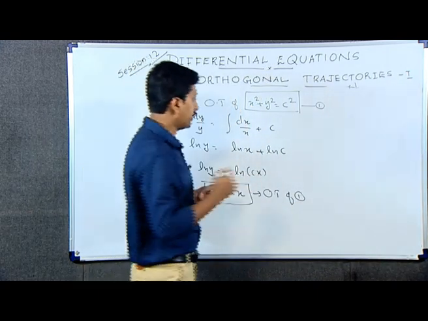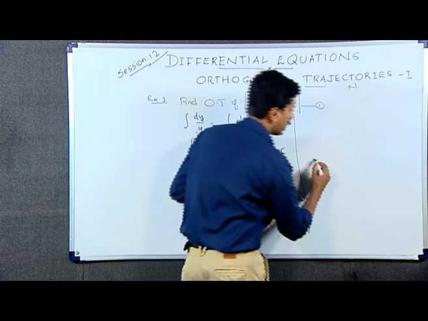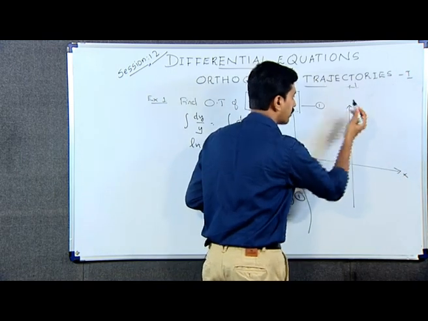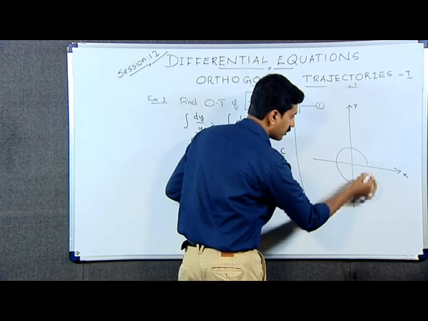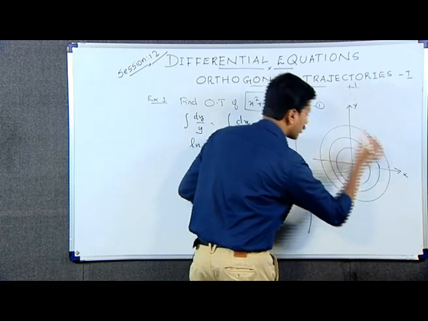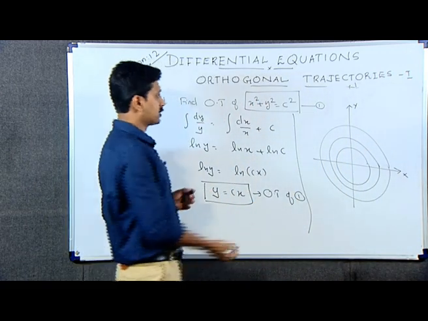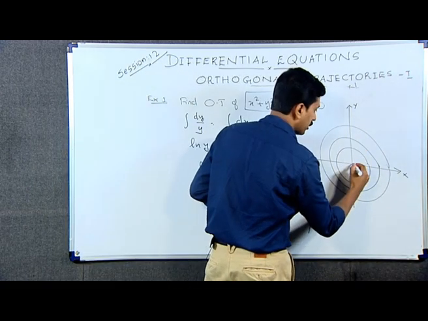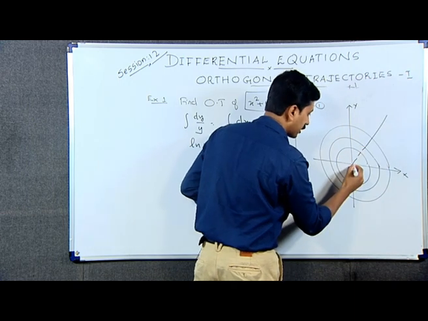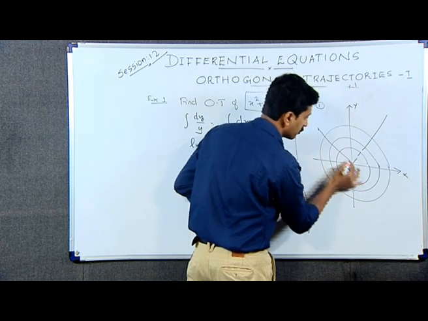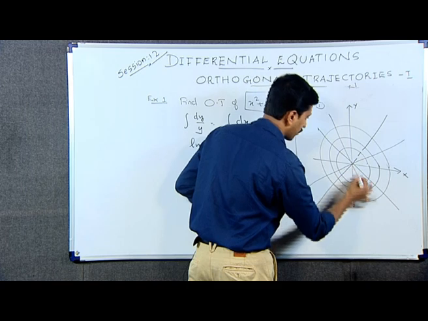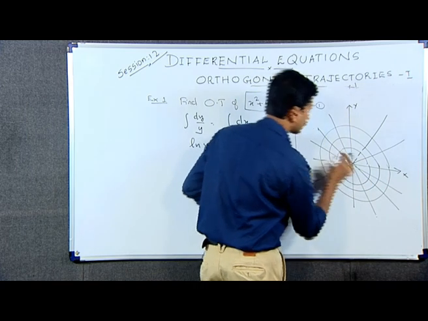See, we will have the family of curves as concentric circles. This is our x axis and this is our y axis, and we will have the family of circles like this, and these are the given equation 1. And the orthogonal trajectories are the family of straight lines passing through origin. You can have an infinite number of families of curves.